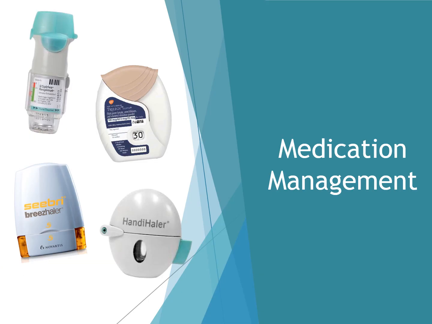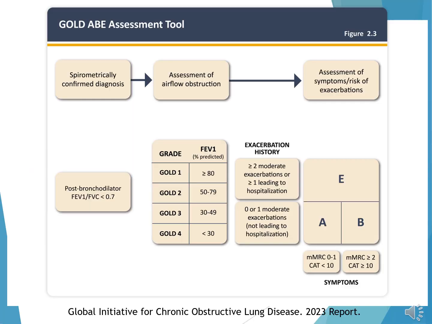Next, we'll go into medication management and the different types of therapies available to patients with COPD. Once your patient is diagnosed with COPD, you can use this assessment tool. So looking from the left to the right, we'll start by confirming the diagnosis of COPD by having an FEV1 to FVC ratio less than 0.7 post-bronchodilator. Then we'll assess their airflow limitation by giving them a gold grade based on their FEV1. And then finally, we'll make treatment decisions based on their exacerbation history and symptoms.